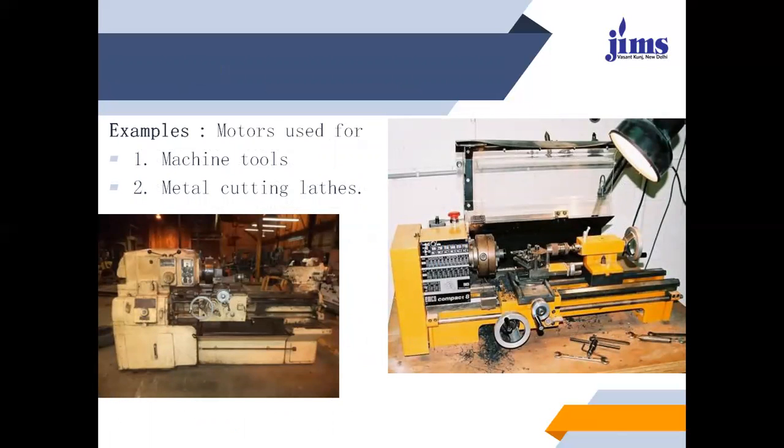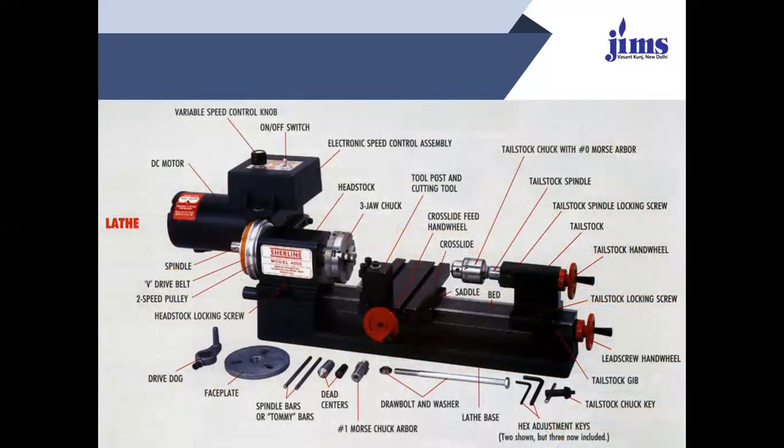Examples of such motors are machine tools and metal cutting machines, and metal cutting lathes. This is the lathe machine, which comes under this operation. Here is the variable speed control knob.